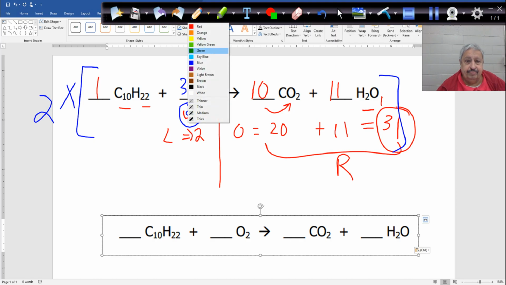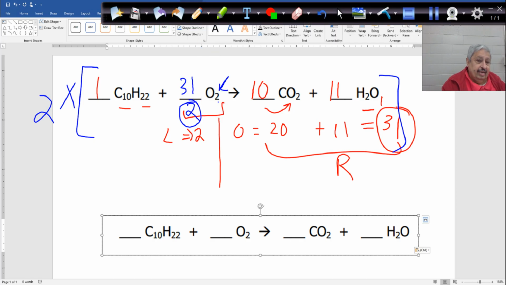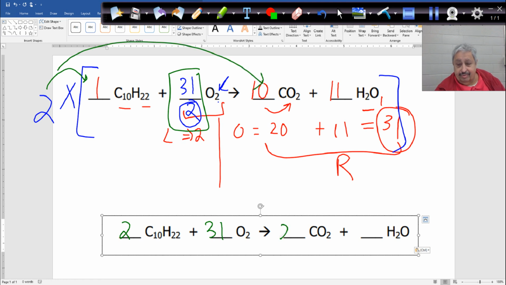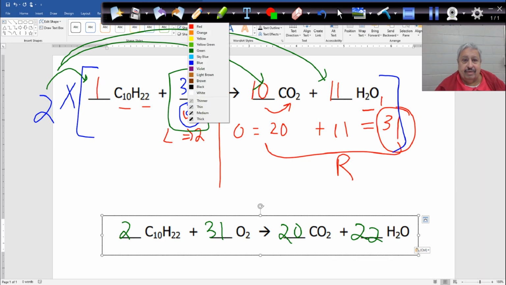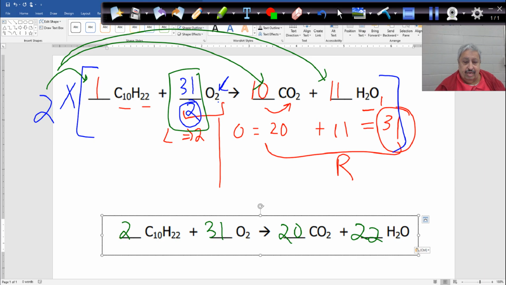By adding the 2 here, 2 multiplied by 1 is 2. 2 multiplied by 31 over 2, 2 cancels out. This is 31. 2 multiplied by 10 is 20. 2 multiplied by 11 is 22. Now check it out. Let's check this one out and see if things are balanced.